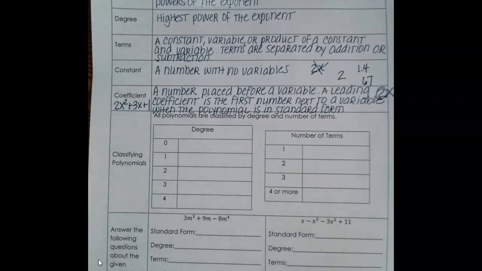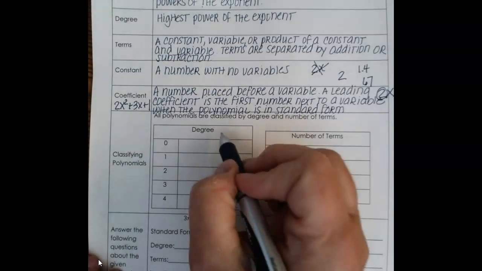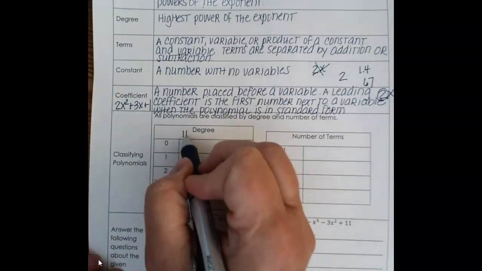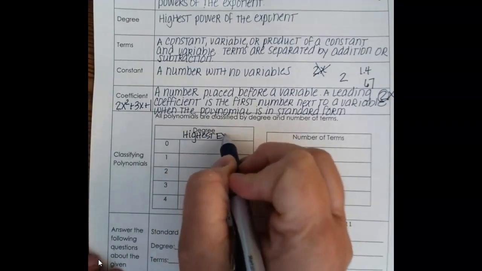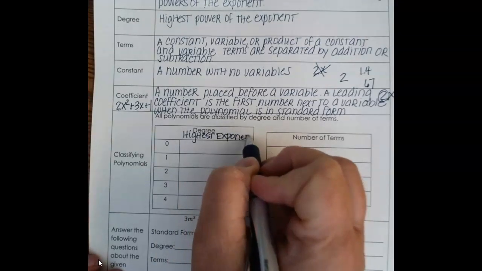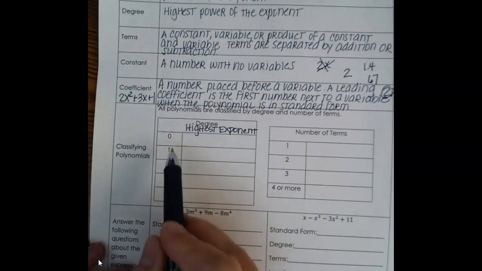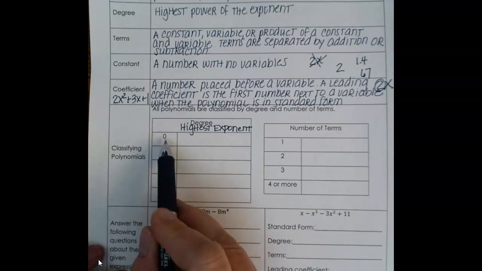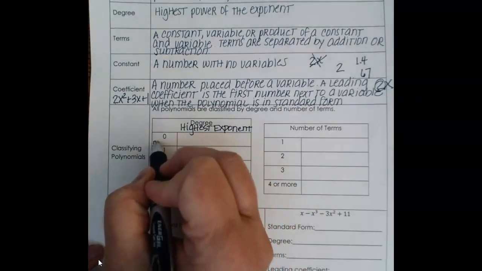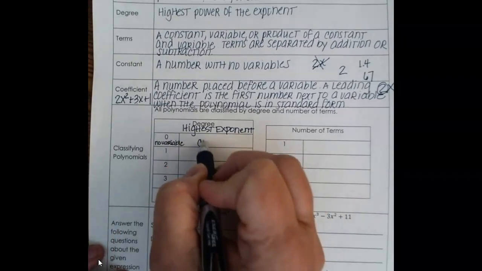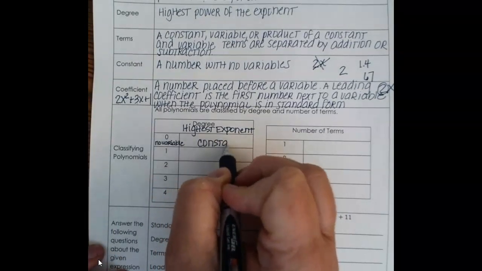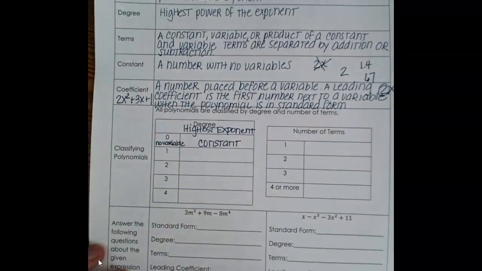All right, another way, this is more vocabulary, we're going to be classifying our polynomials and what they look like. A degree, as you recall, is the highest exponent. So let's make a quick note here for ourselves. It's our highest exponent. If you don't have a highest exponent, that means it's a 0. That means there's no variable. If there is no variable, we call that expression a constant. It's not ever going to change because there's no variable.